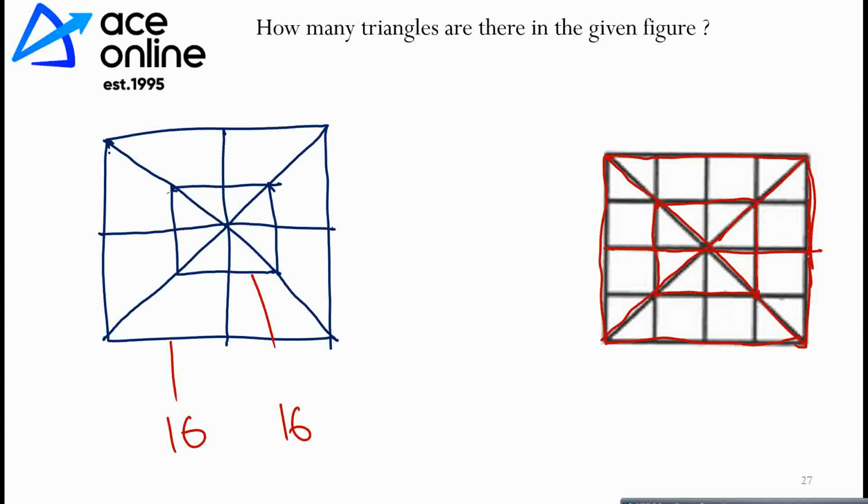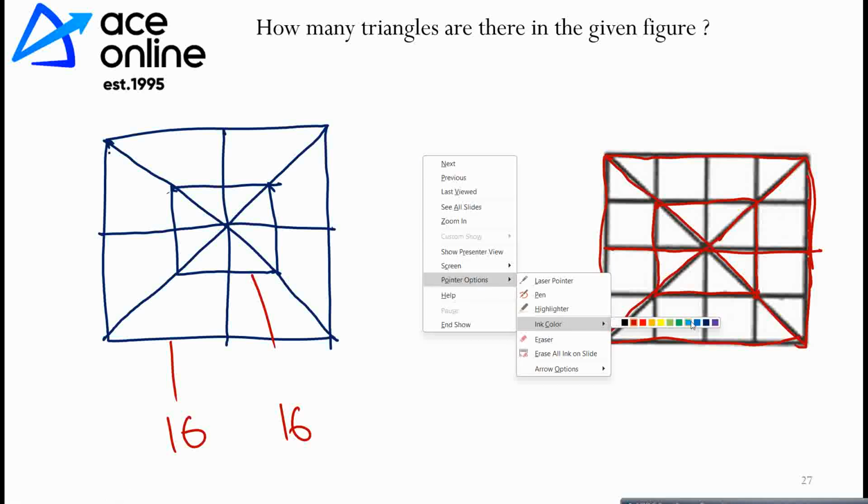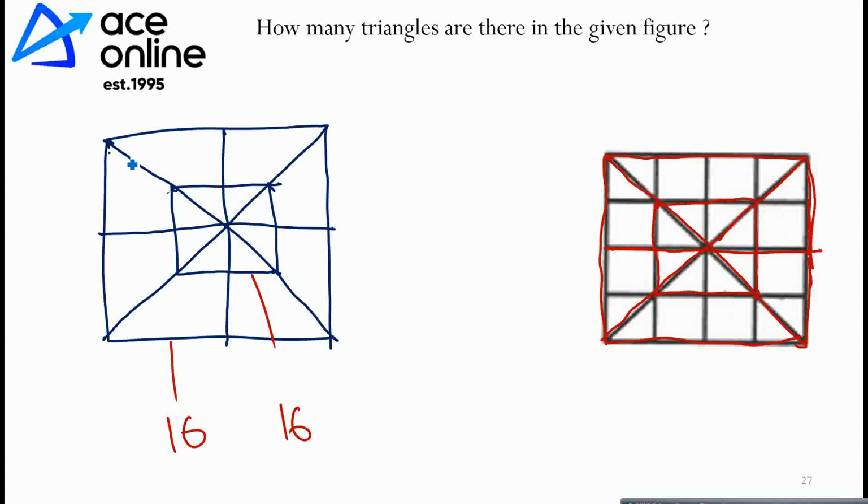Now what is the extra thing? Listen, you need to focus a bit more. Let's see. I draw one extra line. I'm using some other ink. Okay, let's go with this. I'm drawing one line here. Can anyone say with this line, the sky blue line I drew, how many new triangles formed? This line.